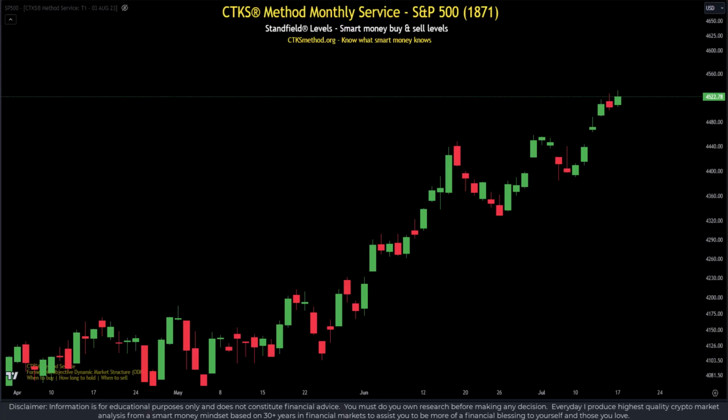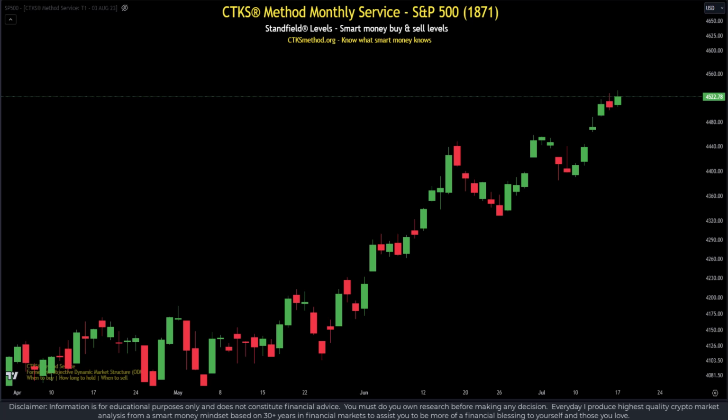The S&P 500 has been trading since 1871. The CTKS method, which is the world's most powerful smart money buy and sell level detection system, marks up all support and resistance levels across the different time frames from 1871.